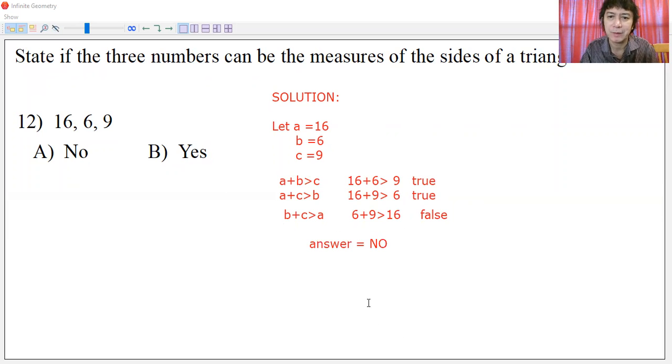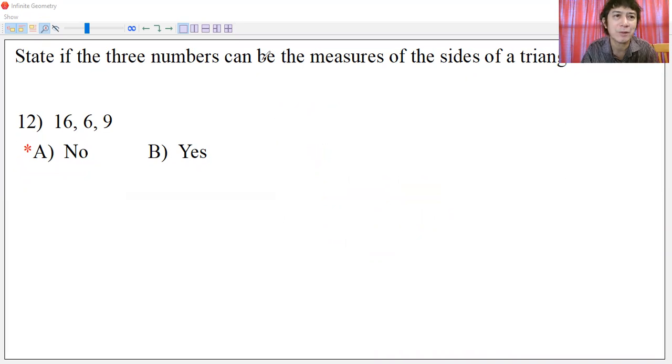Okay, and let's see the answer. Yes, it's no. All right, so let's continue with the next. Let's have our number 13.